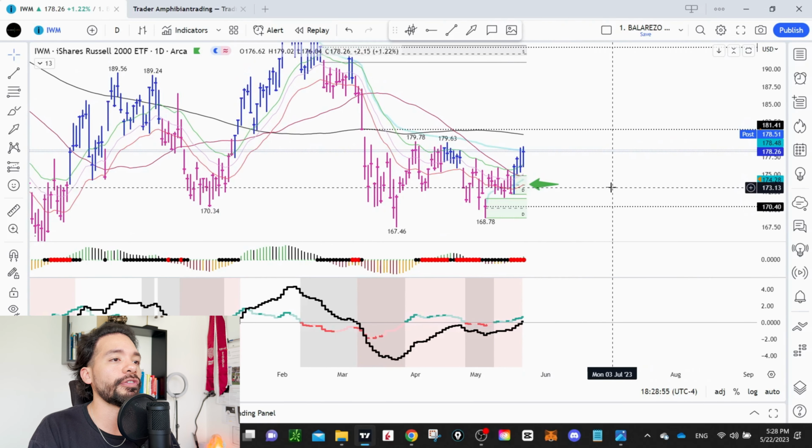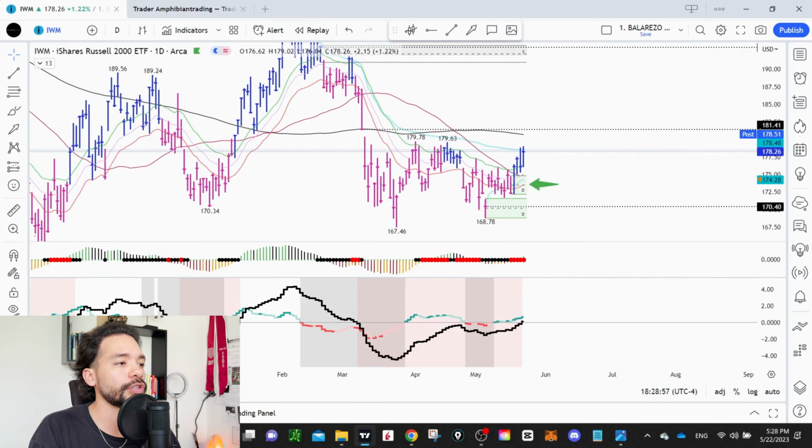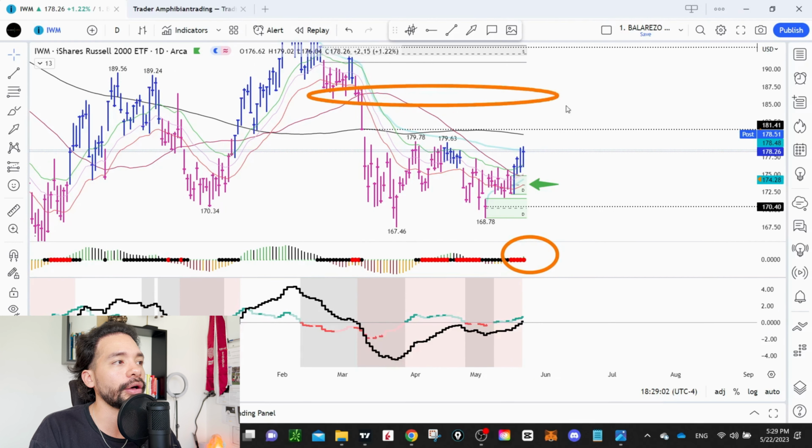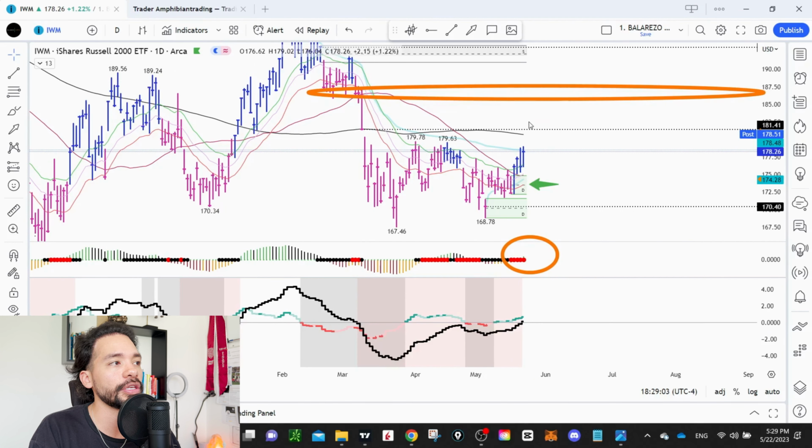So this is one of my favorite setups. You can also see that we have a squeeze. I do think that we have the possibility of seeing a test of the supply level right here at 185 plus. So I do think that there's a lot of potential. You can see that we have a base. Basically, this base has been forming for quite a while.